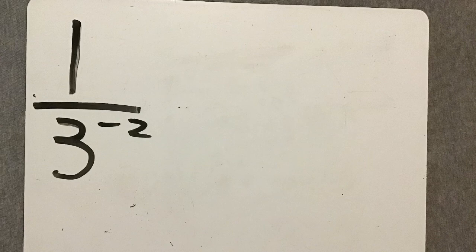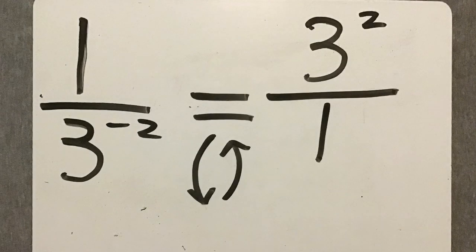Challenge mode, what if the base with the negative exponent is on the bottom? You still flip it upside down, so now the number with the exponent is on the top, and the 1 is underneath.